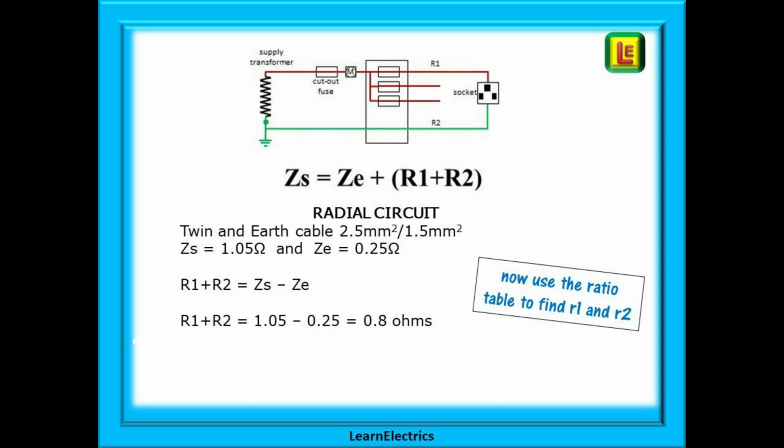Assume we have a radial circuit wired in twin-and-earth cable 2.5 1.5. We have a measured ZS of 1.05 ohms and ZE at 0.25 ohms. To find R1 plus R2, we should start by subtracting ZE from ZS. And the answer is R1 plus R2 equals 1.05 minus 0.25, which is 0.8 ohms. That's the first part done.